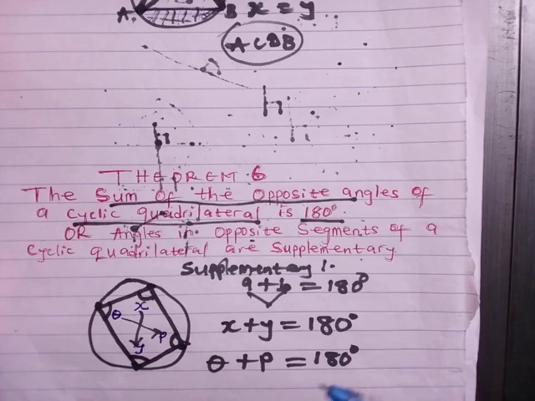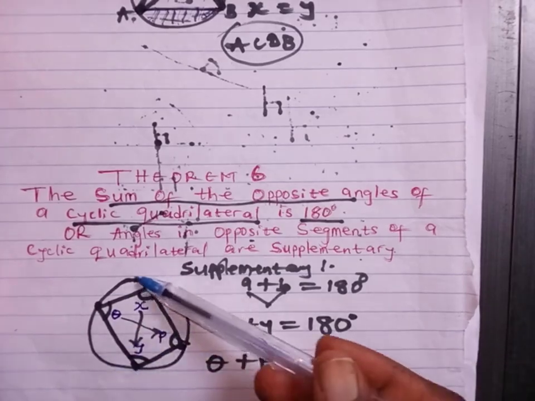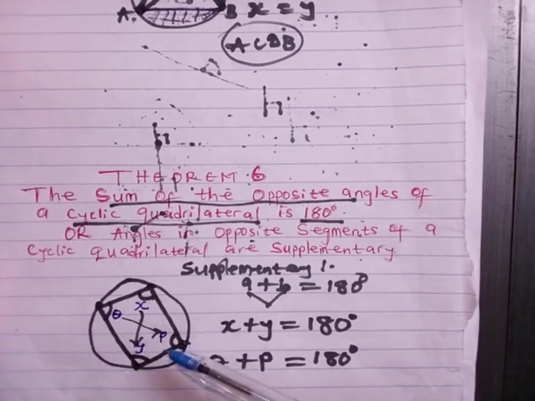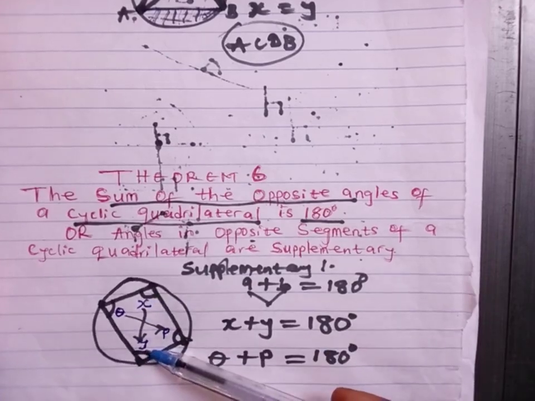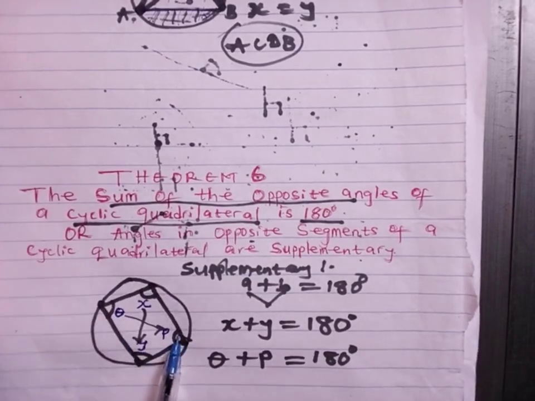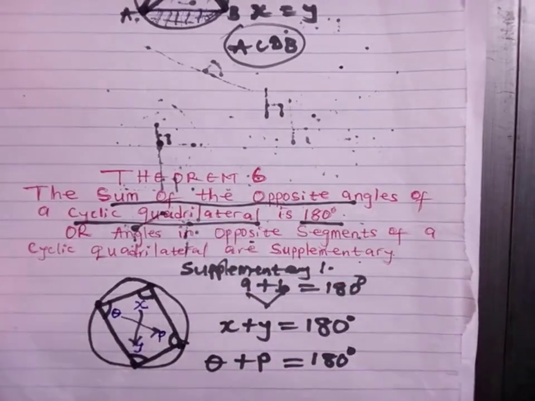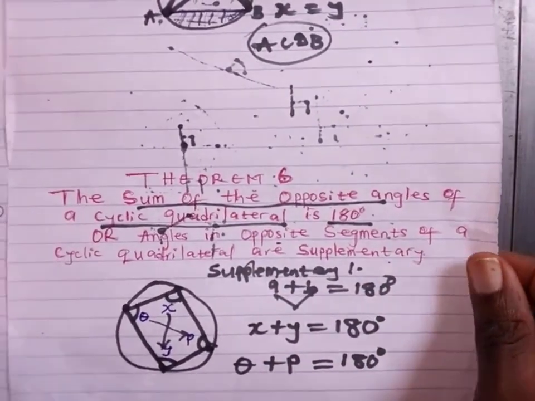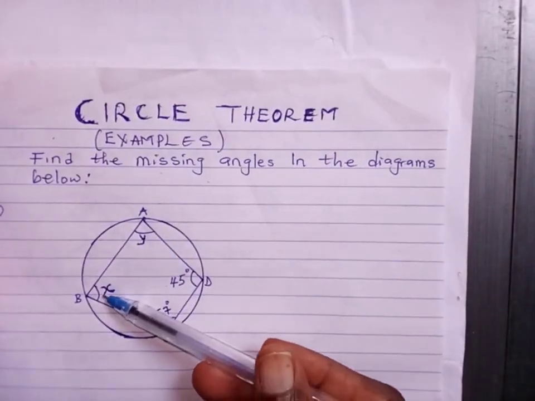So in the previous lesson, we were able to establish that when you have a cyclic quadrilateral like this, the angle here plus the angle here will be equal to 180 degrees. Likewise, the angle here plus the angle here will be equal to 180 degrees, following this very rule. So we're going to apply this rule to find the value of Y and the value of X.